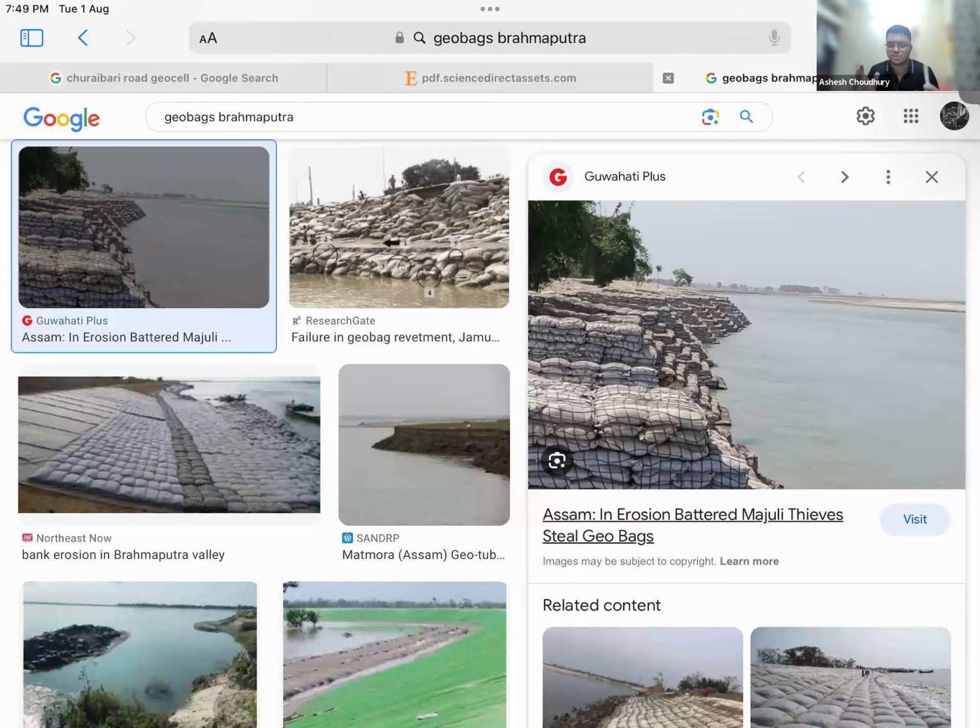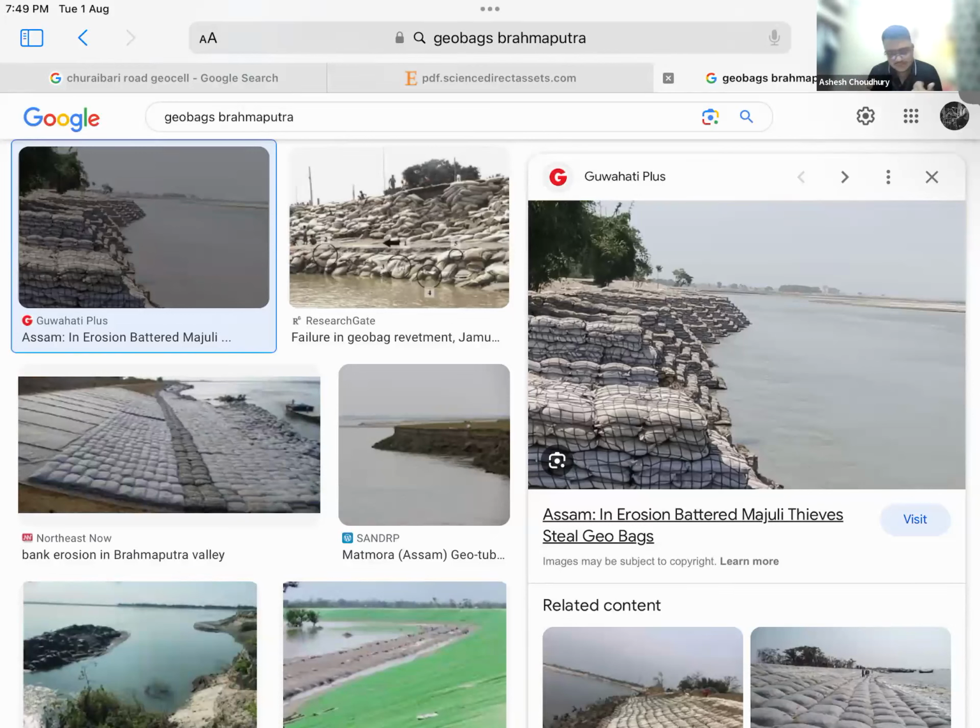The main problem is erosion. So Brahmaputra is eroding the soil of this land. It's taking the soil of this land with it. So the area of the land is constantly reducing. Many ideas are suggested regularly by many engineers. So here you can see one of the ideas, that is geobags.